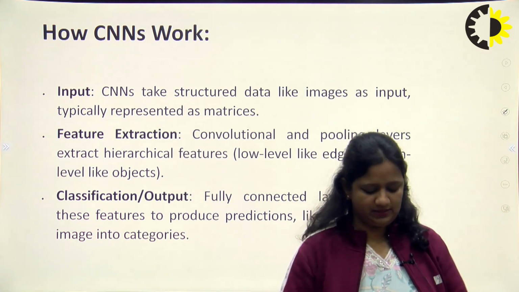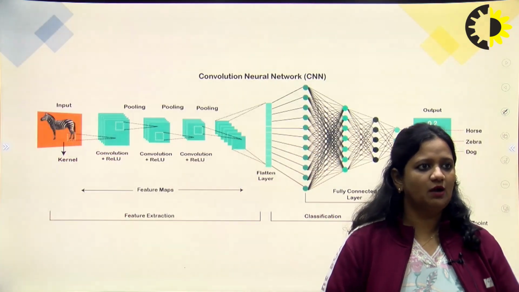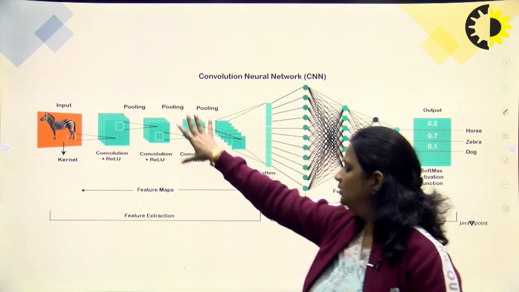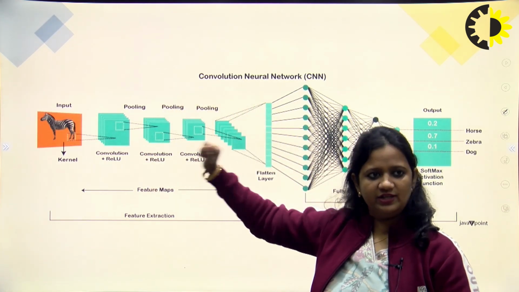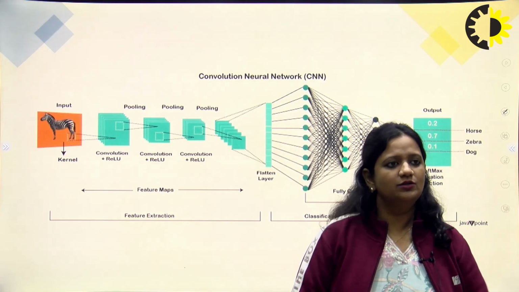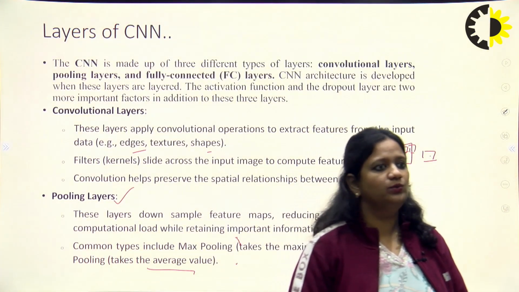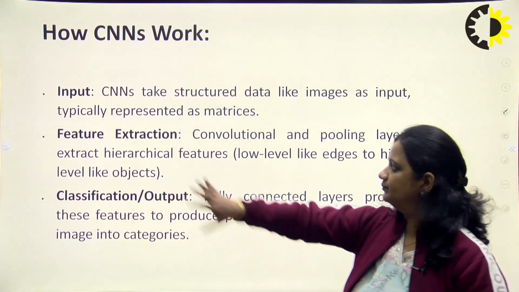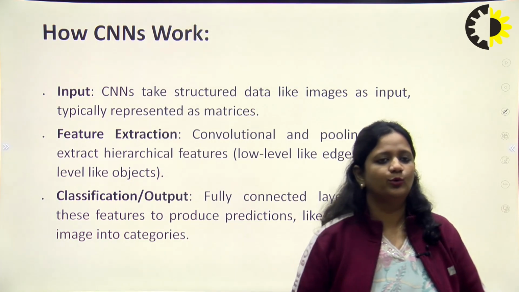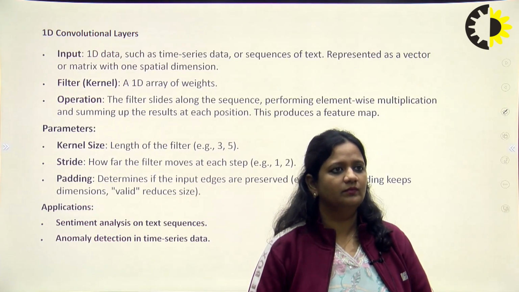So basically, how the CNN works: first is input, second is the feature extraction process, and third is output or classification. According to this map, input, feature extraction, and classification and output is the procedure by which a CNN works.